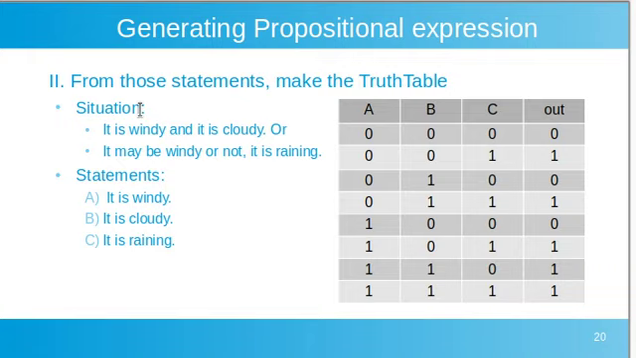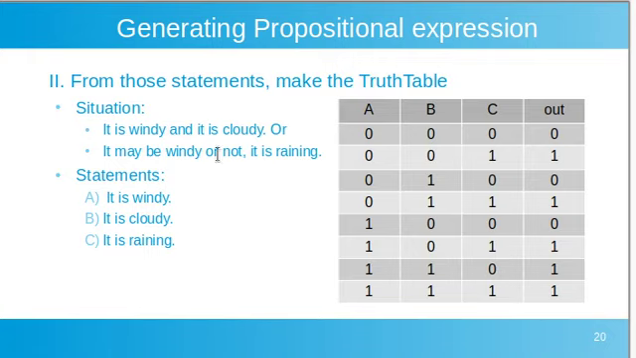Now we have to make the truth table. So here we have three inputs, A, B and C. So we will have the combination of 2^n, 2^3, that is 8 combinations. 0, 0, 0, 0, 0, 1, 0, 1, 0, 0, 1, 1, 1, 0, 0, 1, 0, 1, 1, 1, 0, 1, 1, 1. Now what will be the output?